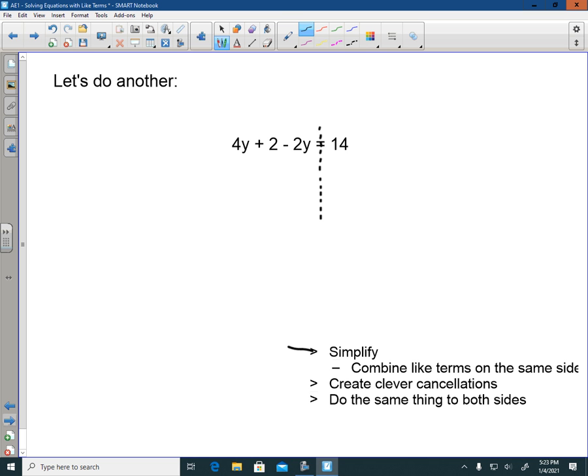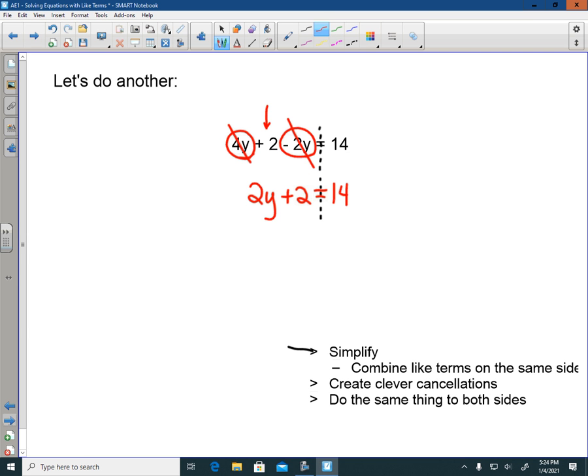What I see is that we have a pair of like terms. We have 4y and we have negative 2y. This plus 2 doesn't have anybody to match with, but we can combine 4y minus 2y. What's 4y minus 2y? It's 2y. We're done with those. And then we haven't done anything with the plus 2, so we just bring it along. And that's going to equal the 14 that we had because there's nothing to do on that side.